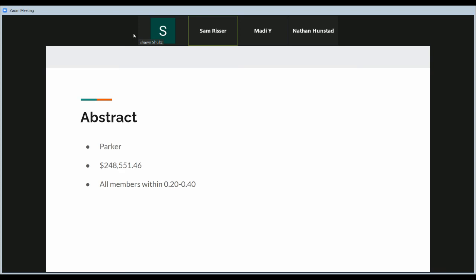The final cost of the Parker truss was $248,551.46. All the members of the bridge are within the tension and compression strength range of 0.2 to 0.4.